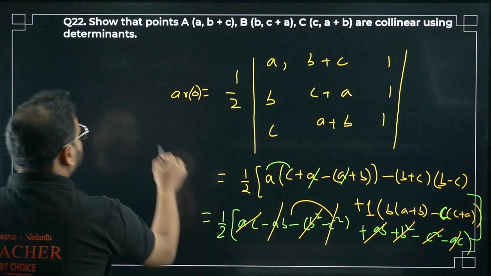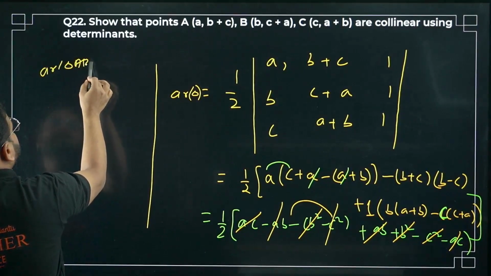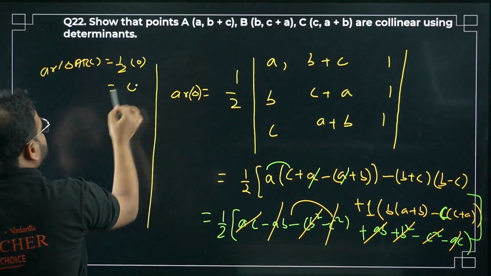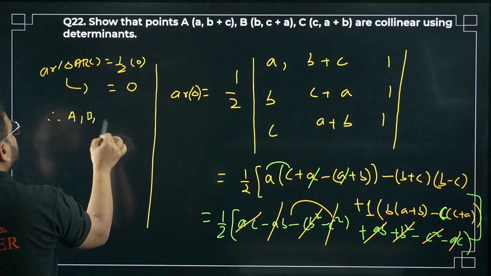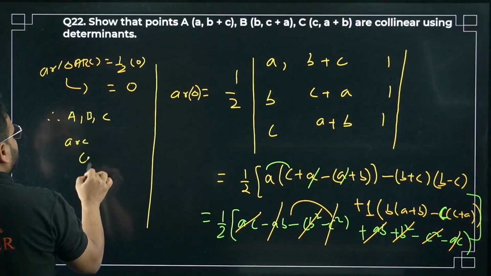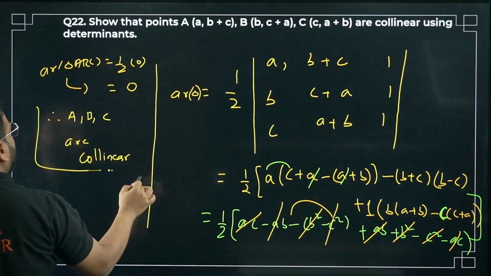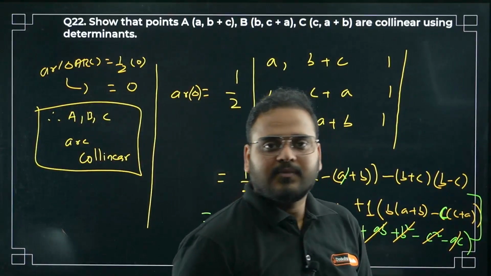What I'm getting now is that the area of triangle ABC is nothing but 1 by 2 times 0. How much is that? 0, basically. Therefore the points ABC are collinear. Is that clear? Very simple.